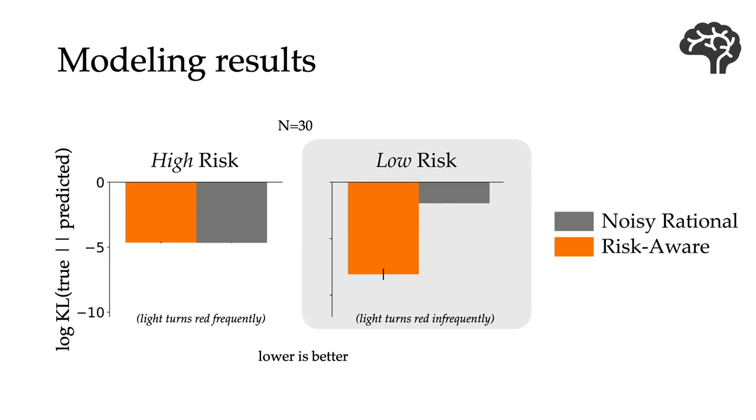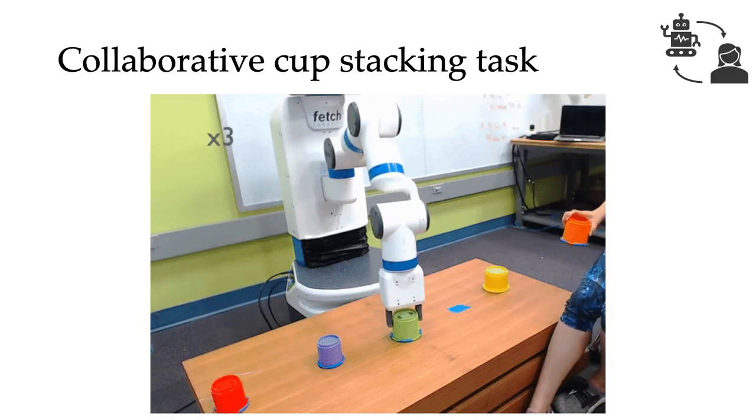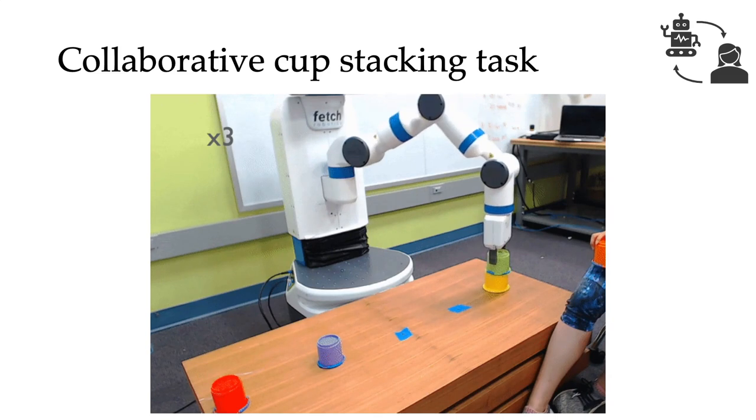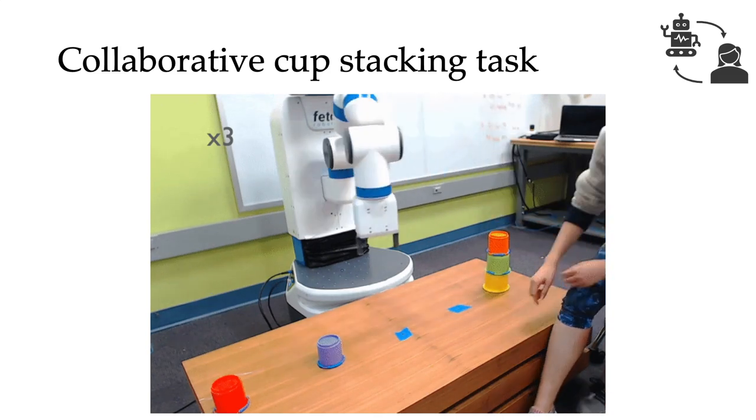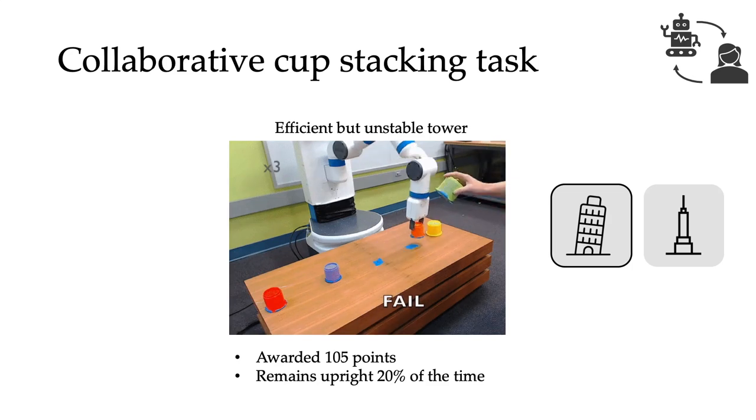On the right, you can see that the risk-aware model was able to better capture the user's tendency to make suboptimal but safe choices. We now know that risk-aware models can better predict suboptimal human behavior, but why is this useful? To test the usefulness of the risk-aware model, we performed a user study with a robotic arm. Participants performed a collaborative cup stacking task where the human and robot are trying to stack these five cups into a tower. There are two possible configurations.